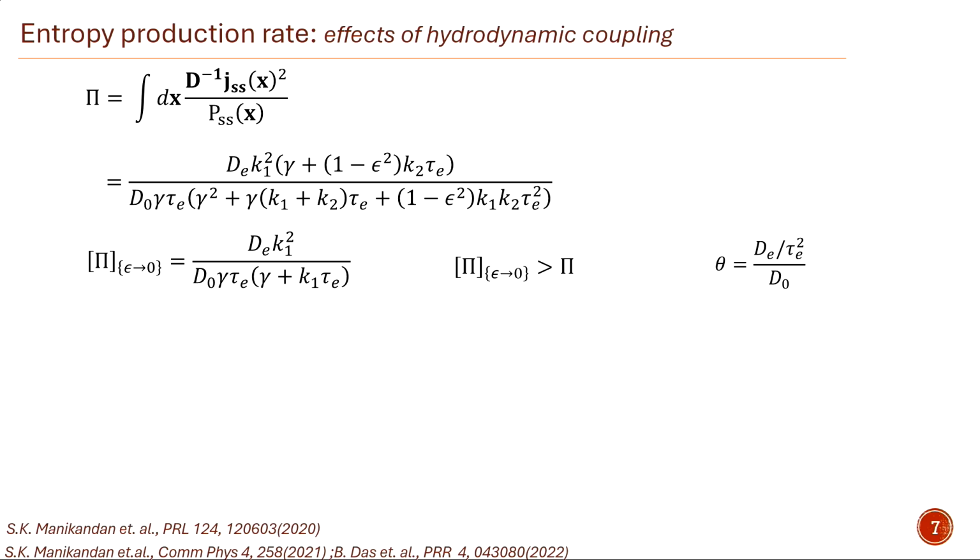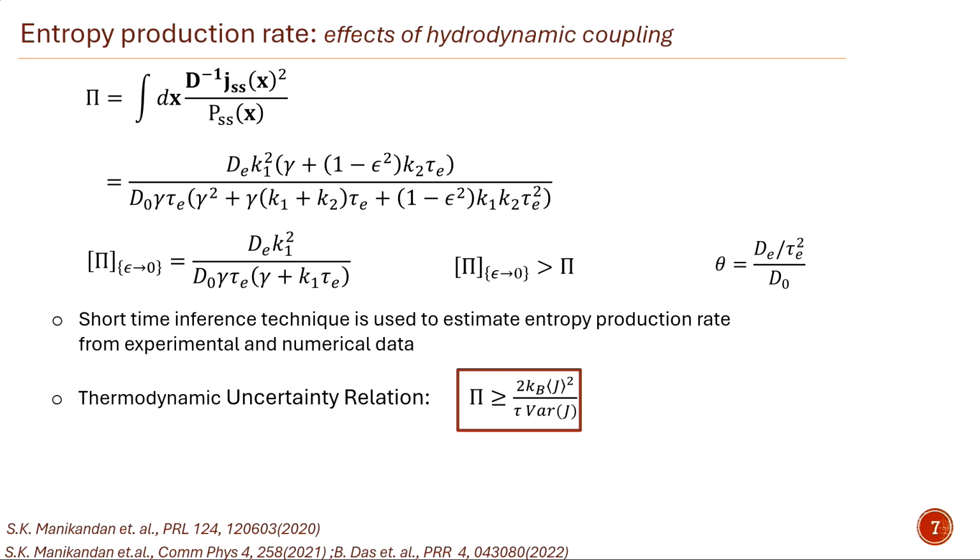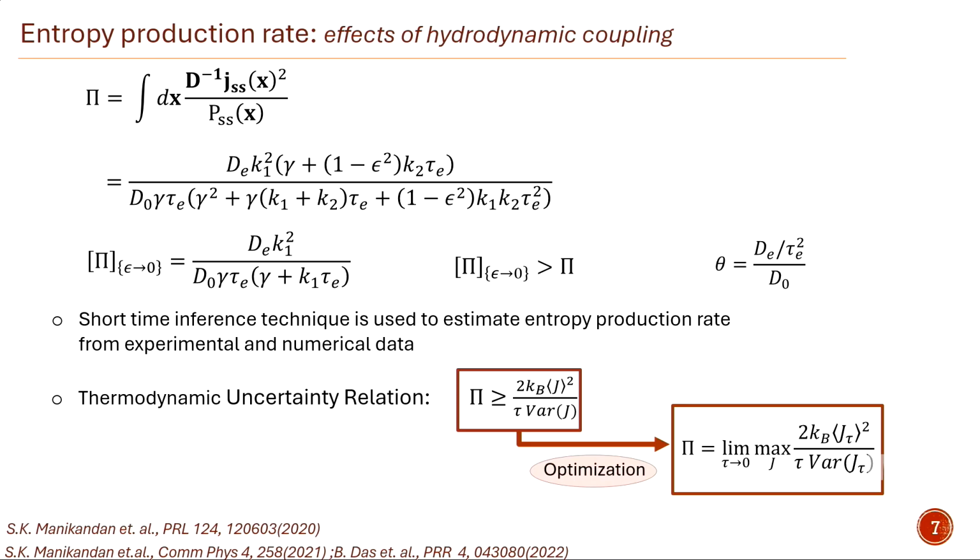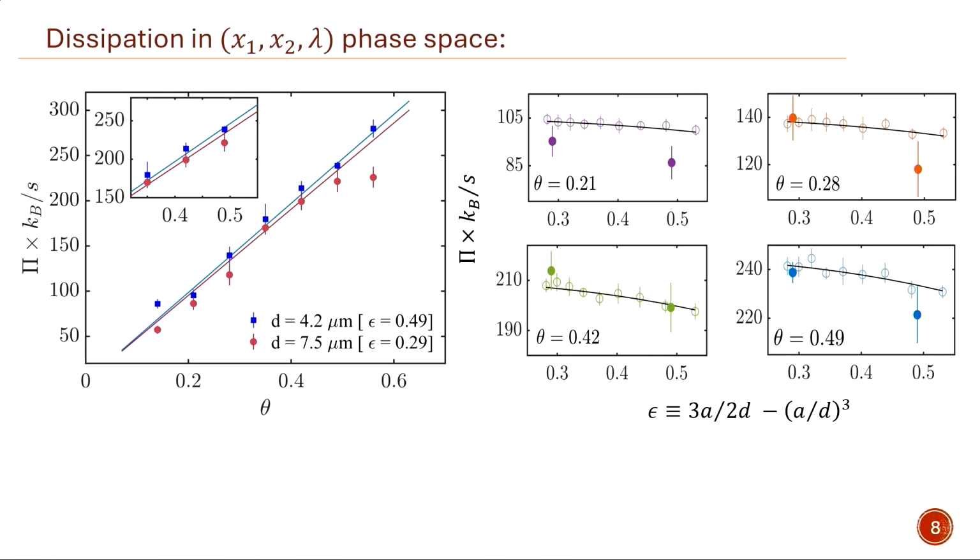And in the experiment we varied this theta. Theta is basically the strength of the external noise, and from the experimental data we used this short time inference based estimator to calculate the entropy production rate, which is based on this uncertainty relation, and by doing the proper optimization we can get the exact entropy production rate from numerical and experimental data. So these lines are analytical, the points are experiment and the open points are numerics.